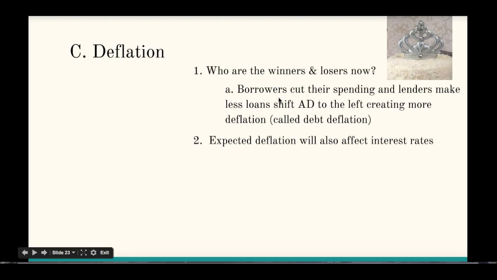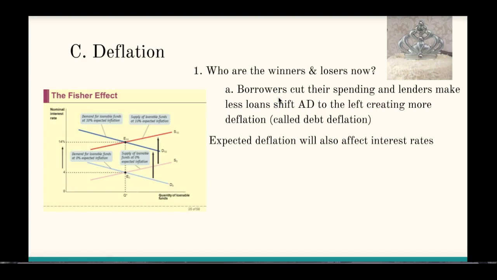Now, expected deflation will also affect interest rates because remember our Fisher effect? Remember when we talked about this lovely graph here? We talked about how when we have inflation, for example, this is the interest rate, this is the loanable funds market, and our interest rate originally was at 4%, and then we have inflation, and so it moves both the supply and demand curves up. In this case, how much is inflation? If you said 10%, you would be correct because we're moving from 4% to 14%, so 10% inflation is included.